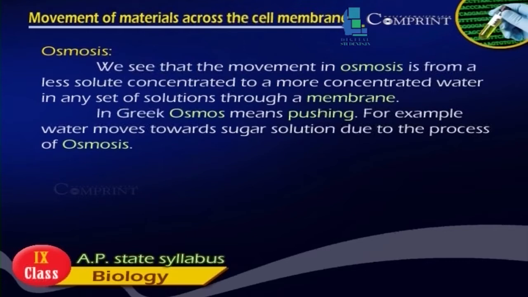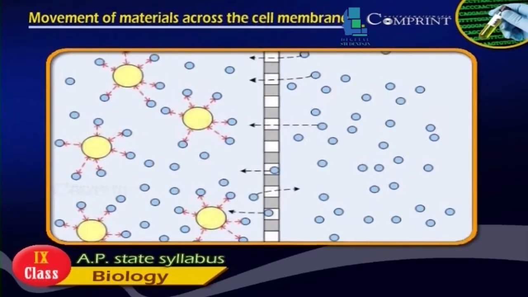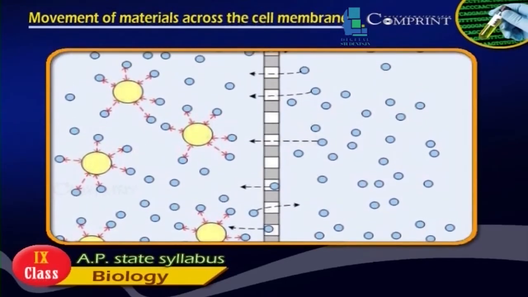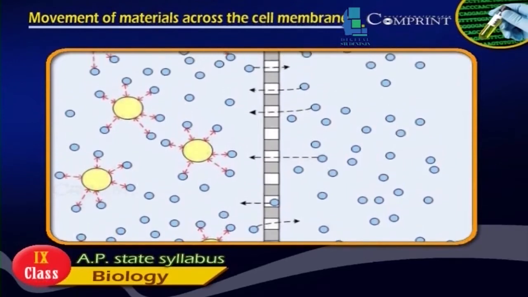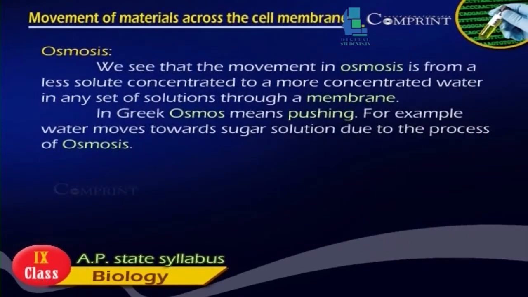Osmosis. We see that the movement in osmosis is of water from a less solute concentrated to a more concentrated solution in any set of solutions through a membrane. In Greek, osmos means pushing. For example, water moves towards sugar solution due to the process of osmosis.